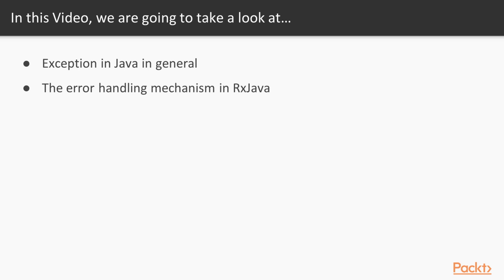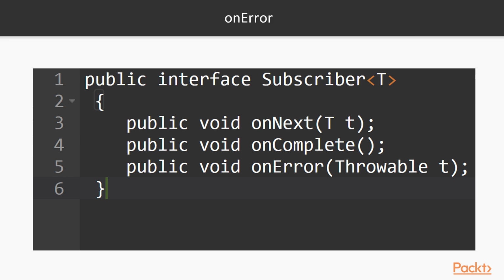This mechanism is triggered by the consumer function onError. This is the interface that is used when you subscribe to an observable. So we have three values. We have onNext, we have onComplete, and we have onError. Three functions. As far as we have done in the course, we have always used onNext.